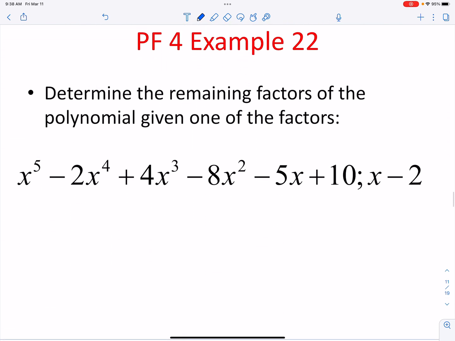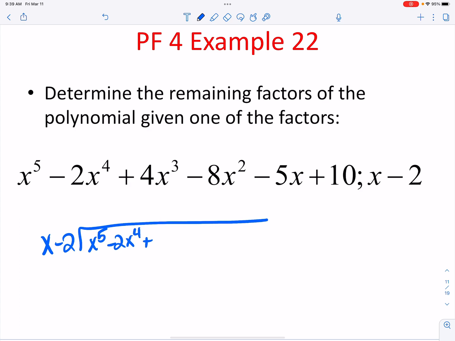Okay, now this one's a little different. This is an x to the 5th. It wants you to determine the remaining factors. So we need to talk about this one. So how do I change this? That would become an x to the 4th. So that's an x to the 5th minus 2x to the 4th.